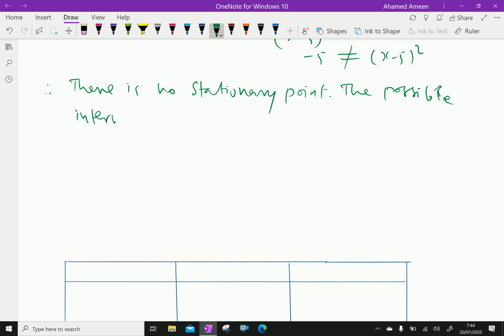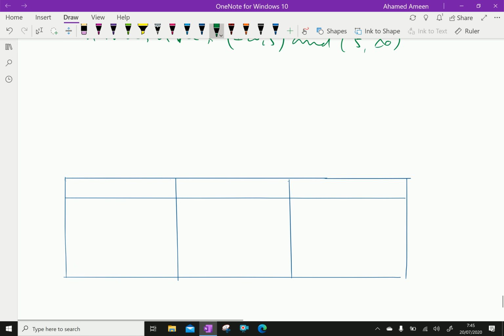The possible intervals are minus infinity to 5 and 5 to infinity. Now we'll fill the table.